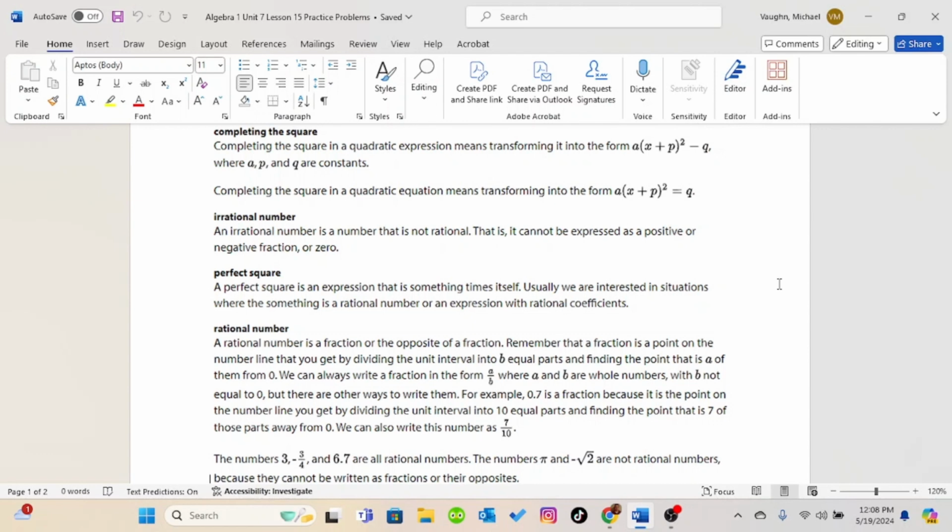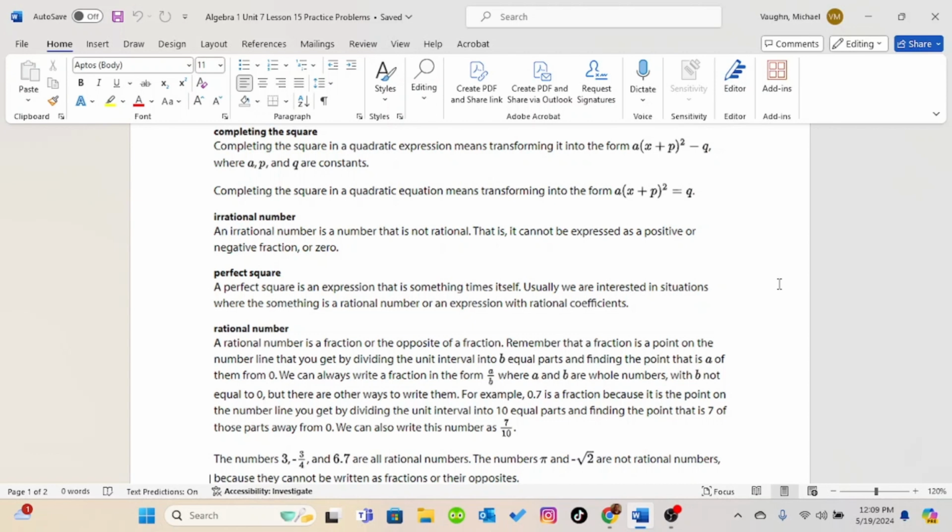An irrational number is a number that is not rational. That is, it cannot be expressed as a positive or negative fraction, or zero. The third vocabulary term is perfect square. A perfect square is an expression that is something times itself. Usually, we are interested in situations where the something is a rational number or an expression with rational coefficients.